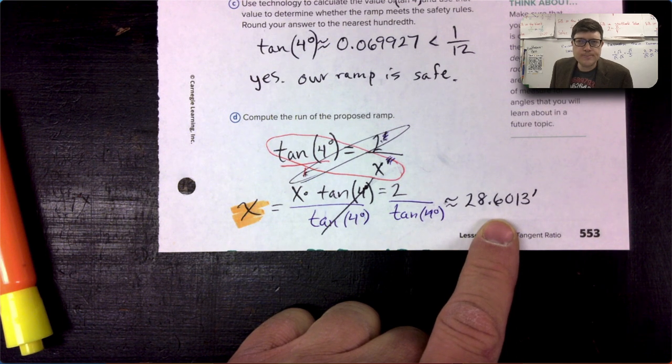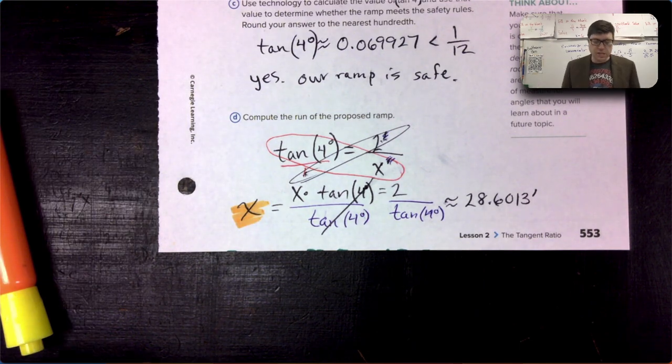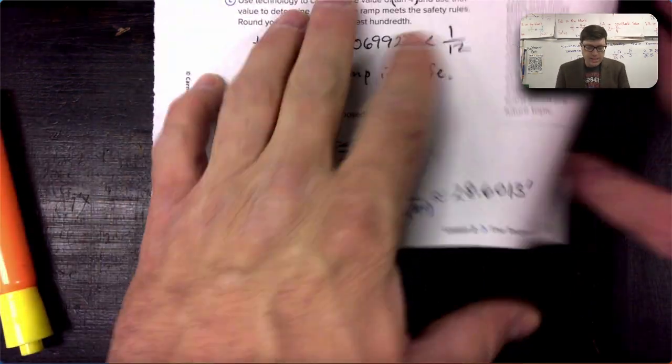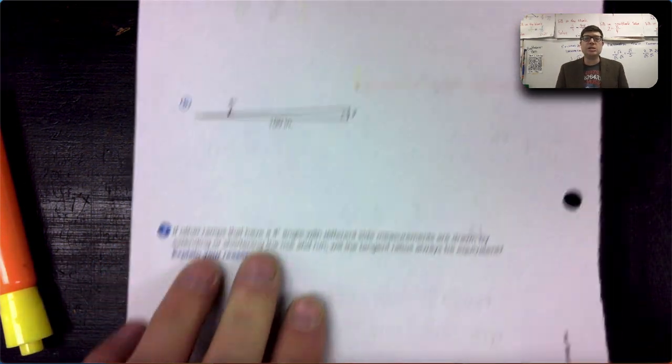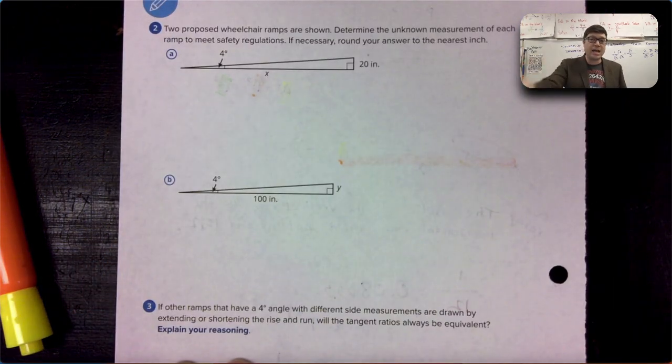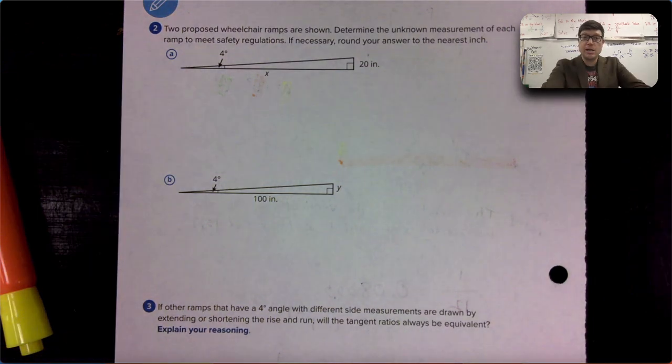Solving real-world problems with tangent is a good skill to have. Thank you for watching page 553. 554 is next. Here's a sneak peek. We're going to continue to practice what we need to do to figure out how to use tangent or cotangent to solve real-world problems. See you in the next episode.